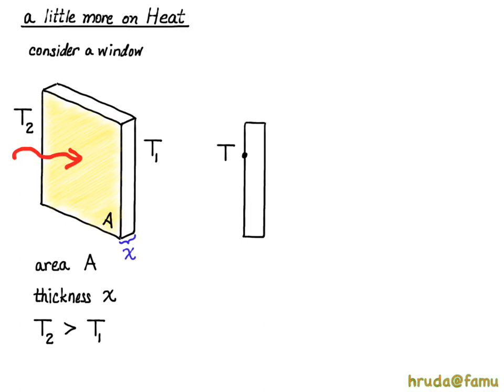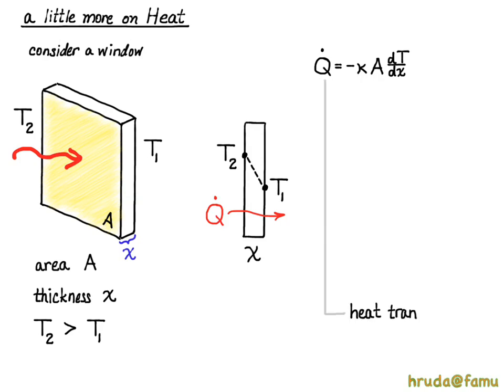Another way to look at that is to look at the window on end, where you've got T2 higher than T1. That'll give you a temperature gradient. That temperature gradient would be working on or through a thickness X, and that temperature gradient would result in a heat transfer across the plate. Could be a wall, could be a door, could be a window, but you get a heat transfer rate. And that heat transfer rate is minus kappa times A dT/dx, where Q dot is the heat transfer rate.